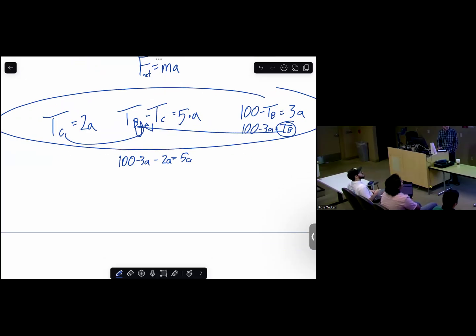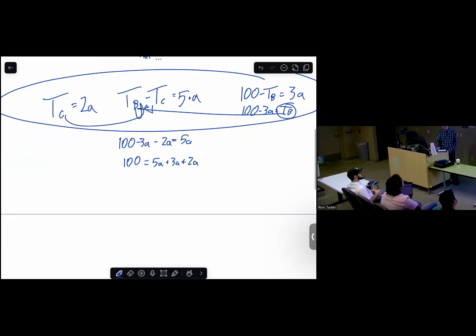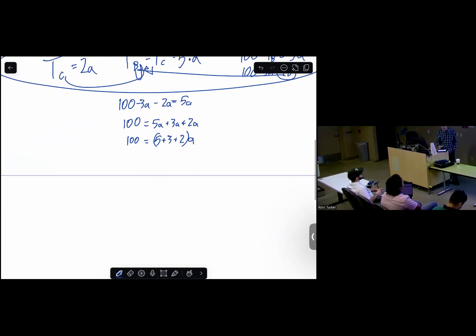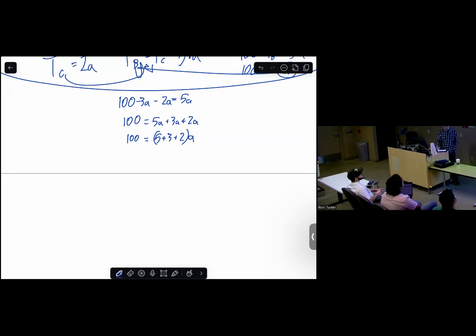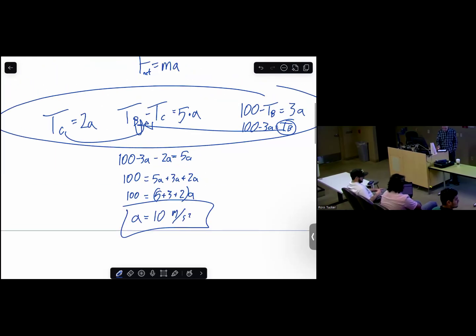Now, how do I get the 3A and the 2A away? I add 3A and I add 2A to both sides. I get 100 equals 5A plus 3A plus 2A. And how do I combine when I add terms? I can factor out the A here and say this is equal to 5 plus 3 plus 2 all times A. And what I said before was actually the person who jumped ahead and said A is 10 was correct. 5 plus 3 plus 2 is 10. So I could divide both sides by 10 and I get A is 10 meters per second squared. You now have the acceleration.